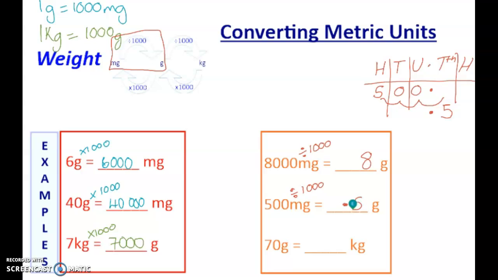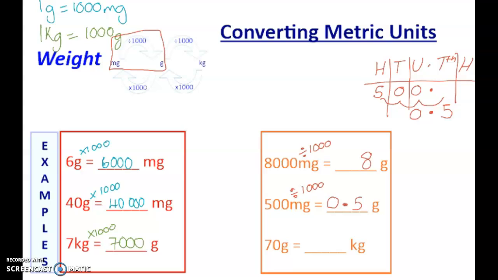But I can't just write .5. What do I have to do? Yes, I have to put a placeholder, so it has to be 0.5. So 500 milligrams is 0.5 grams. And some of you might know that 0.5 is half. So 500 milligrams is half a gram.